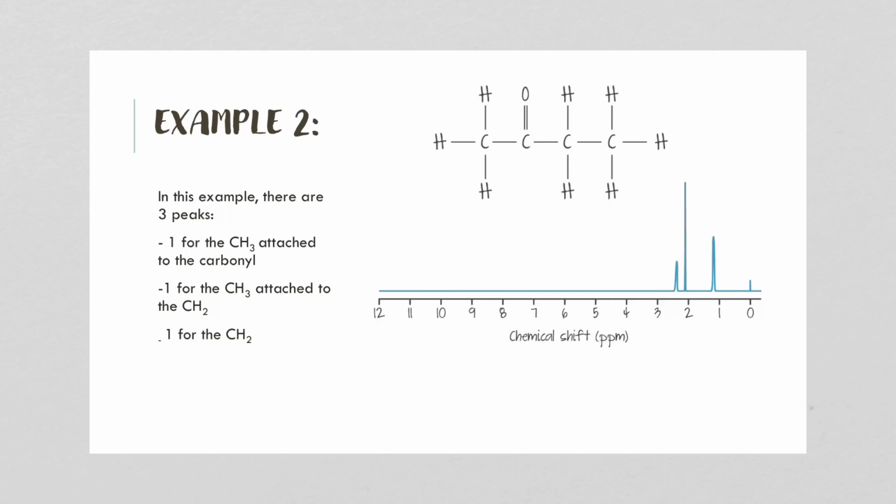So in our second example, we have actually 3 peaks, even though there's 2 CH3s. These 2 CH3s are in different environments. This one's bonded to a carbon that's bonded to an oxygen, and this one is bonded to a carbon that's bonded to a CH2, and then there's the CH2. So there's one for the CH3 that's attached to the carbonyl, one for the CH3 that's attached to the CH2, and then one for the CH2 itself. So you'll see 3 peaks. And there's always one little peak right there at 0, and that represents the TMS.